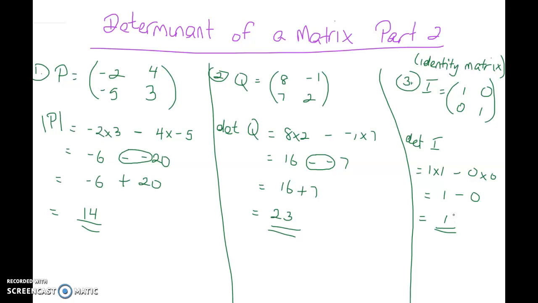And basically, this is it. How to find the determinant of a matrix is nothing harder than this. It's very simple. The product of the first diagonal, take away the product of the second diagonal.